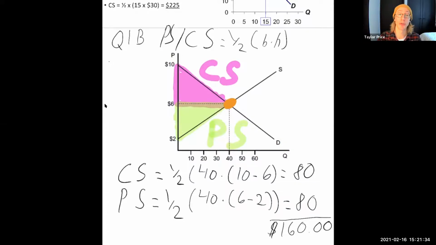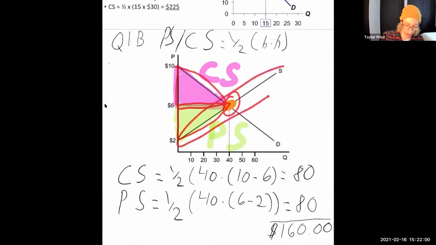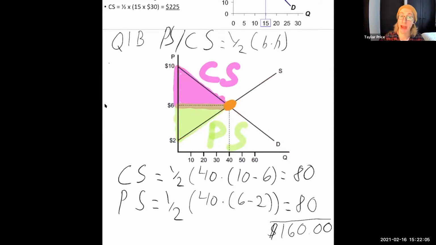Okay, good question. For efficiency, we can say that at this particular equilibrium right here, this is the most efficient possible, because at this price point they are maximizing producer surplus and consumer surplus based on their supply curve and demand curve. So yes, at this point, this is efficient.